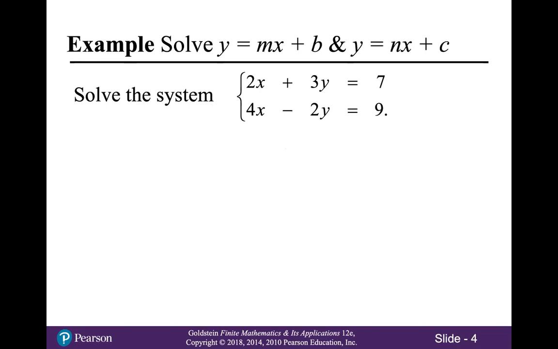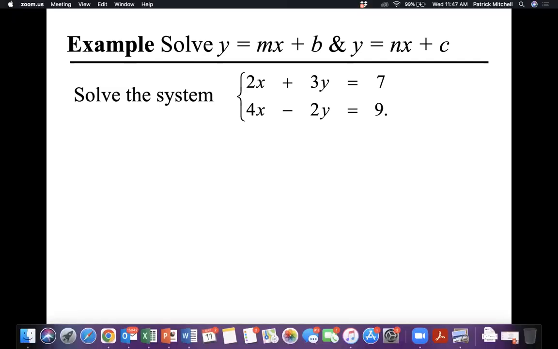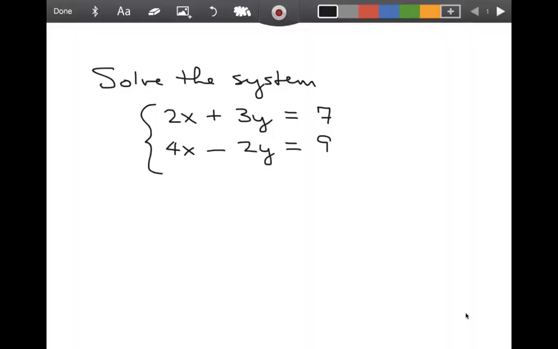So as an example, let's look at the system 2x plus 3y equals 7 and 4x minus 2y equals 9. Now, we will talk about a different way of doing this when we get to Chapter 2. But for now, what we're going to do is solve both of these equations for y, starting with 2x plus 3y equals 7.